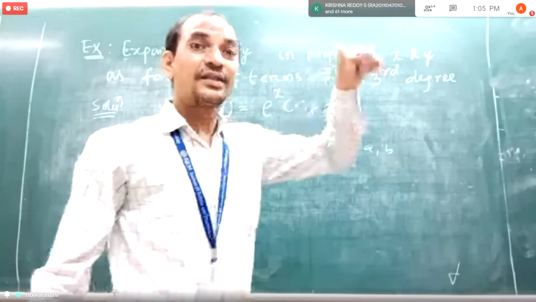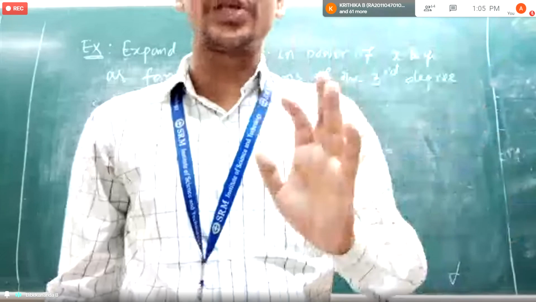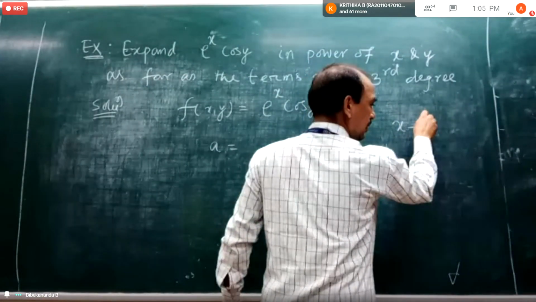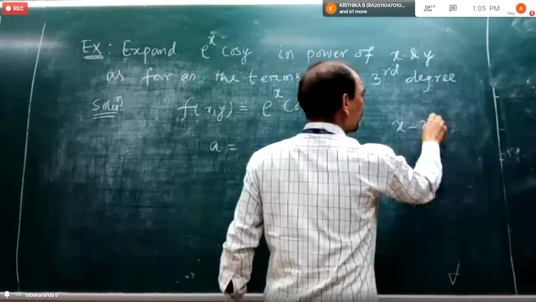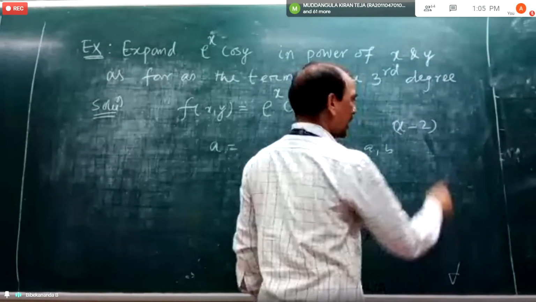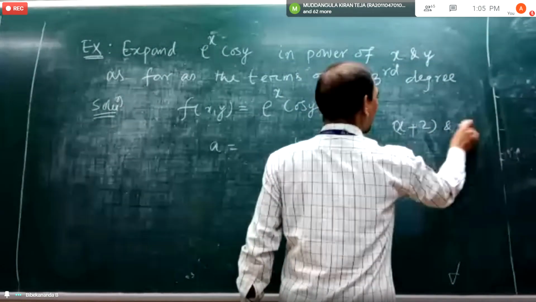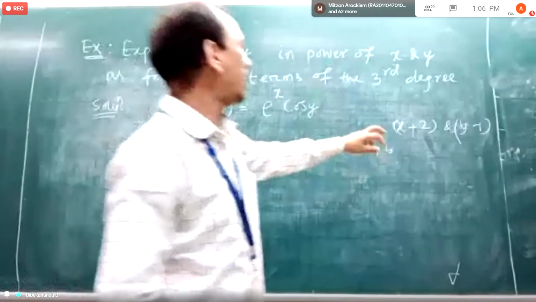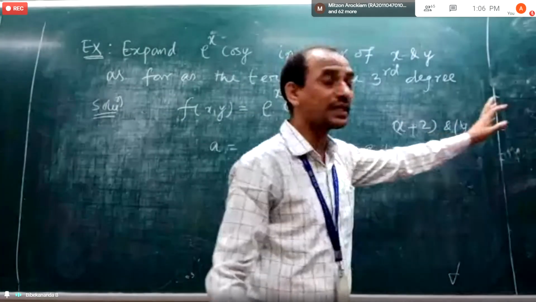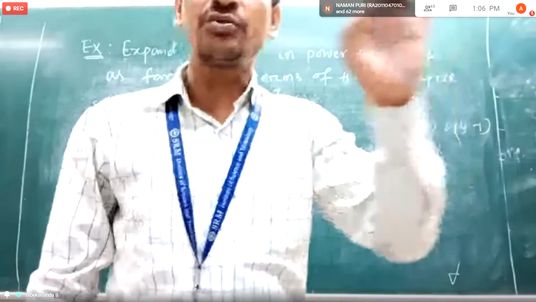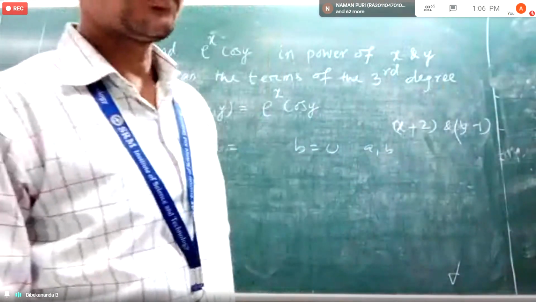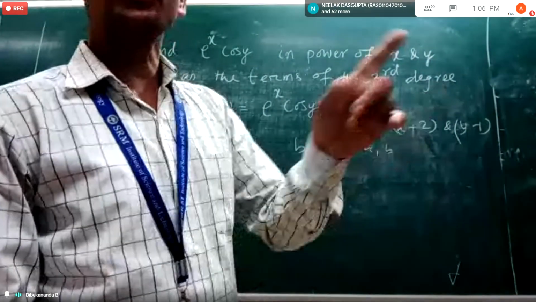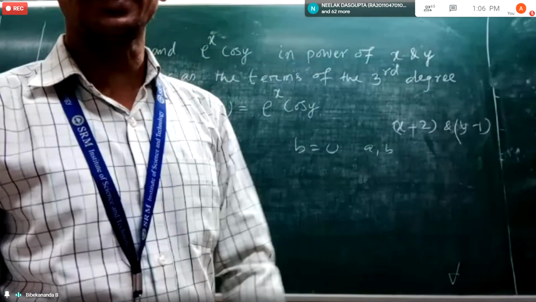In the last problem you see, in the powers of x plus 2 and y minus 1, we expanded the series in terms of powers of x plus 2 and y minus 1. In that case, what was your a and b? Minus 2 and plus 1, a and b, isn't it?